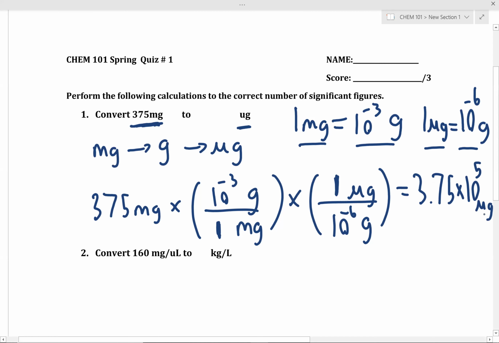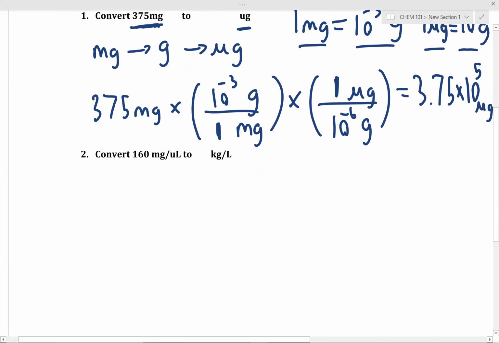Does that make sense to everyone? Yes. Okay, perfect. So let's keep going from here. In our next step, we're asked to convert composite units. So we're going from 160 milligram per microliter to kilogram per liter. And this time we're going to do this a little bit more efficiently now.